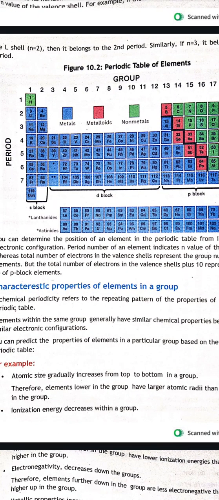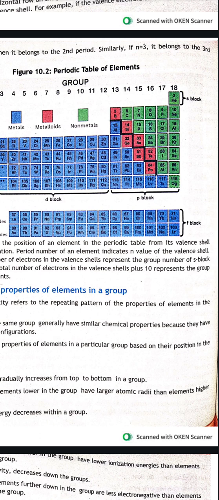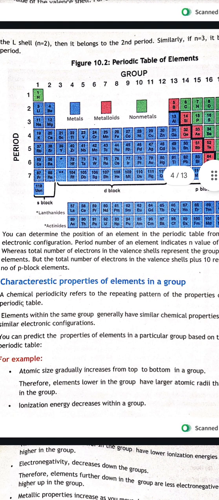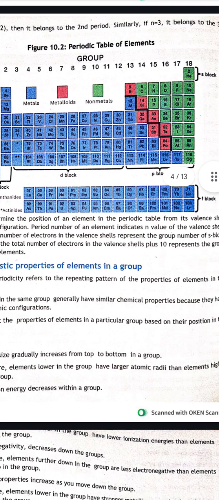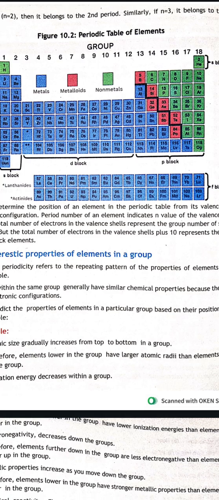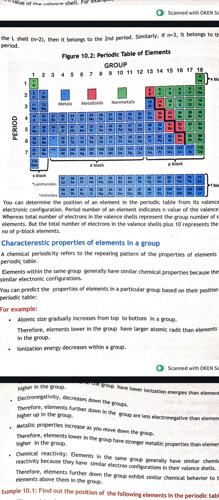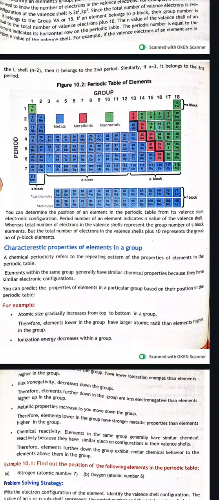So here in the blue we have the metals, in the red we have metalloids, and in the green we have the non-metals. This periodic table is also indicating the S block, then the D block and the P block, and after that we have the F block. And helium is also in the S block.